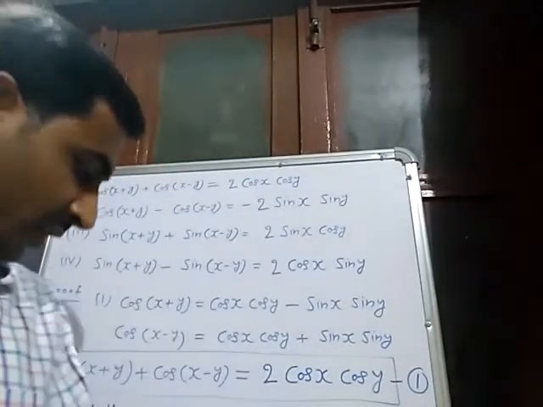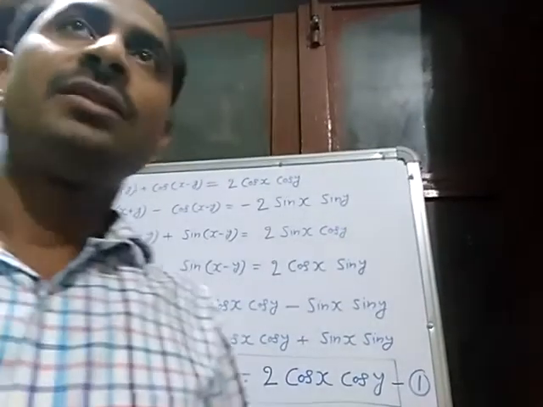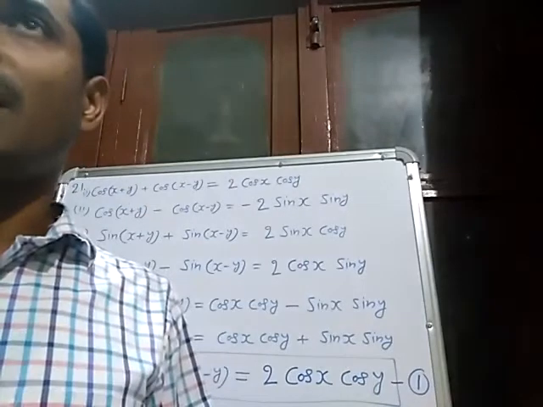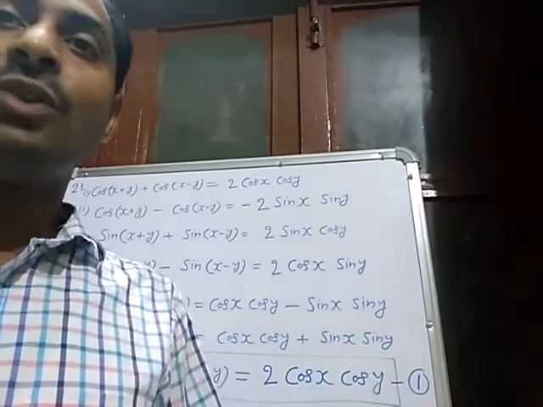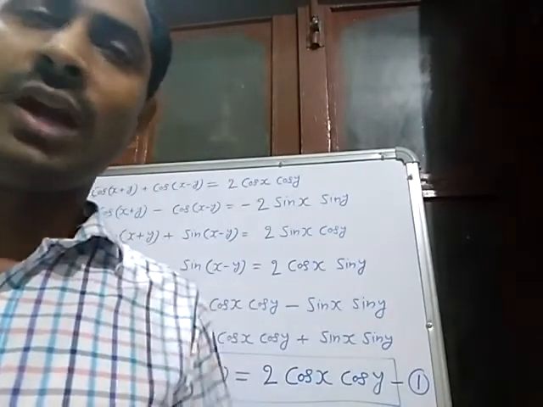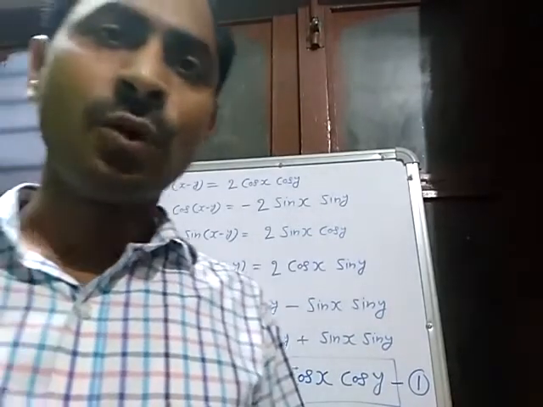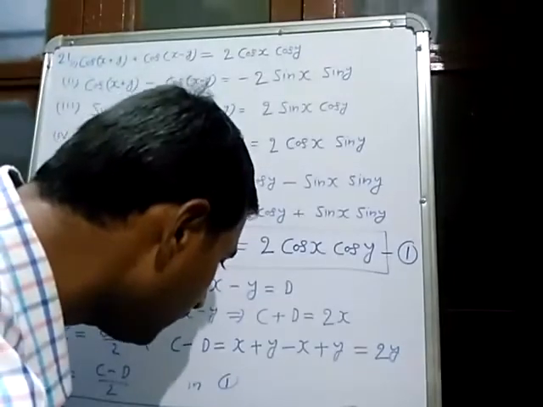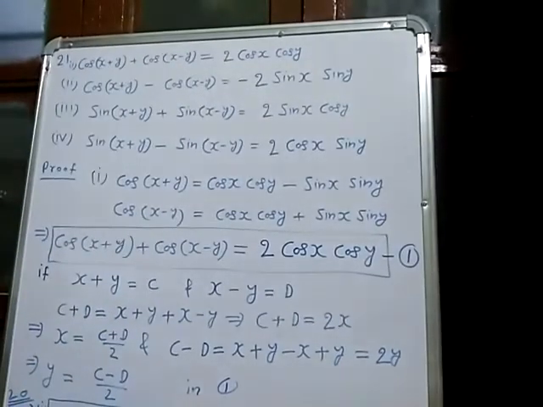In this rule, I gave sine C plus D, cos C plus D, and I said to try to prove it. So I hope some of you have tried. Today I will explain this property also. Okay, so let us continue our trigonometric functions and their identities.